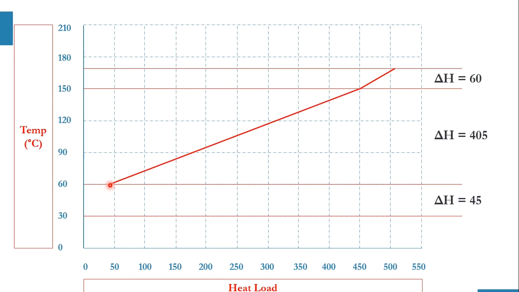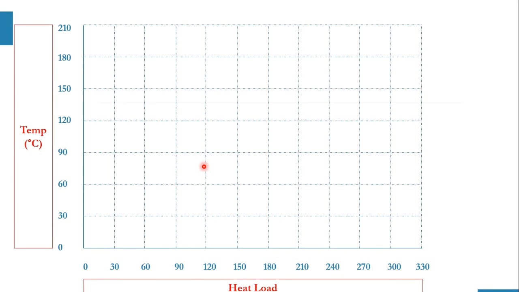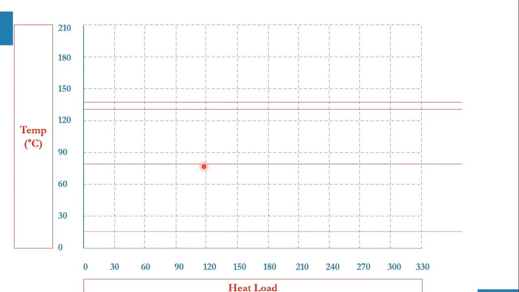And the last one, simply connected. So as you can see, a single line is drawn for a two hot stream system. And this is the very simple method. When you have more than two hot streams, the same procedure will be adopted. You have to draw the intervals. You have to calculate the CPs or add the CPs, then multiply with temperature interval and draw the line.